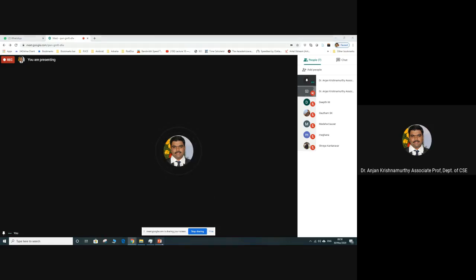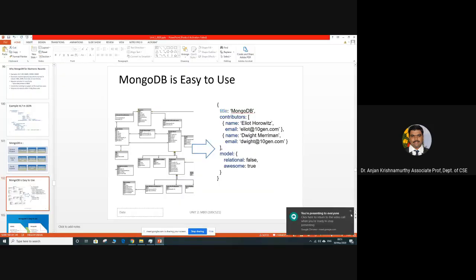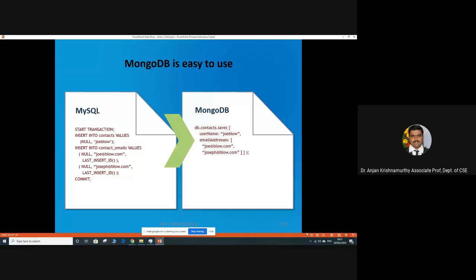Okay, let's proceed further. So how do you use MongoDB? This is a very typical example which I wanted to share. Let's say that in MySQL you had used this syntax, right? Insert into contacts values. This is a typical syntax in SQL for inserting a value into a particular table, right? And then you had a list of such insert queries to insert into a particular table. Then you used to use commit.